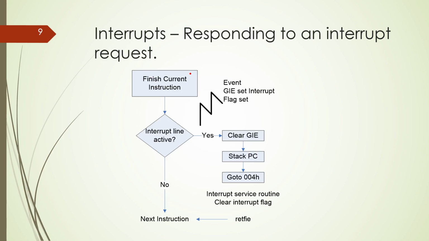Okay, for example, this is the current instruction, interrupt active. Okay, set the process, clear, interrupt, stack program counter, go to the address, interrupt routine, finish, return back.